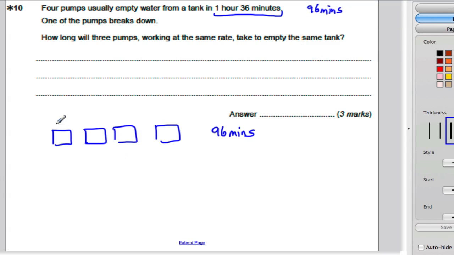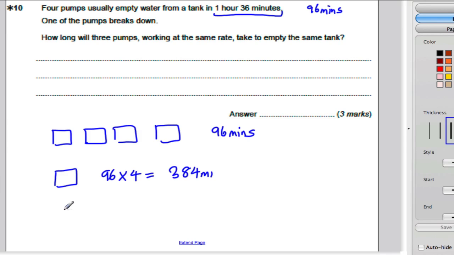Now, just think about it. If 4 pumps are taking 96 minutes, then what would 1 pump take? Well, we're dividing the workload by 4 and we're getting 96 minutes. So if we only had one, it's 96 minutes times 4. It would take 4 times longer if we only had one pump. So 96 times 4 would give me 384 minutes.